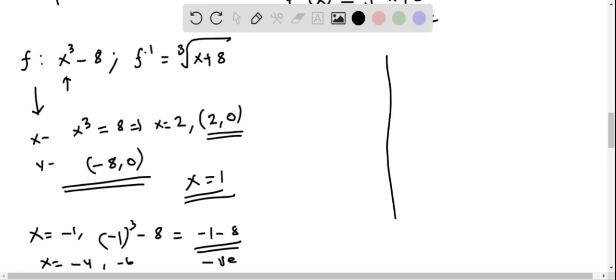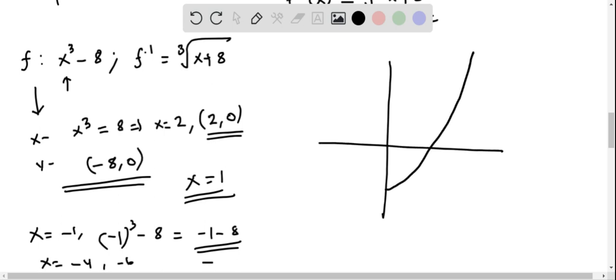I'm sorry, this line is going awkward. Okay, so it is something like this. This point is 2 and this point is -8. This is x and this is y. So we have drawn the graph of f. This is the graph of f.